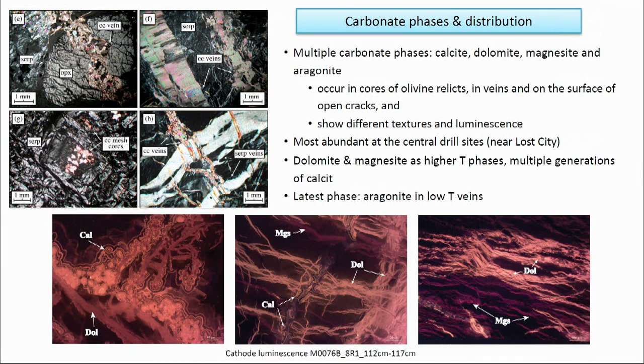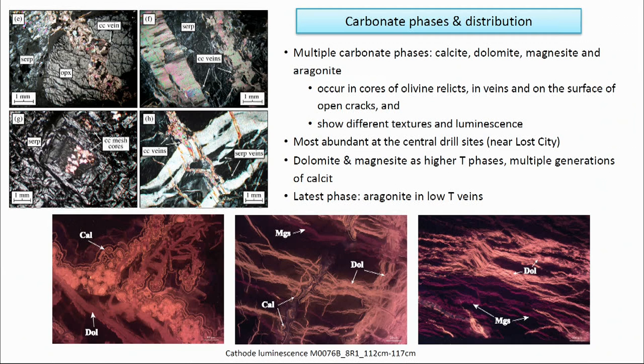If we look at the carbonate phases, we find that we don't only have calcite in the rocks. There's at least two generations of calcite, but we also have magnesite and dolomite coexisting in the same samples. And the carbonate is more abundant in the sites that are closest to Lost City, so the central sites that were drilled. And aragonite is consistently one of the late stages and a low temperature phase.